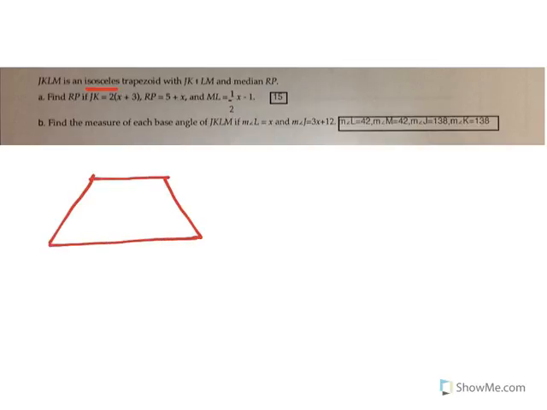We know that this angle is congruent to this angle, and this side here is congruent to this side here, all because of this little word here, isosceles. So it says isosceles trapezoid with JK parallel to LM, and it has a median of RP.